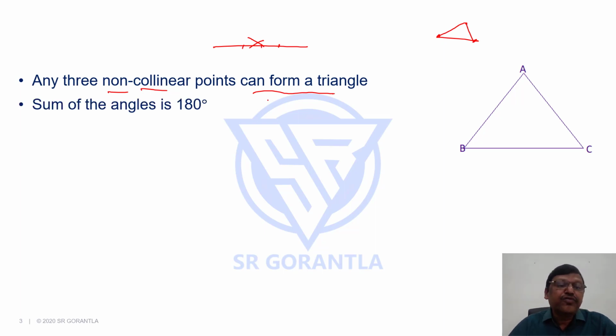Next point: the sum of the angles equals 180 degrees. So, angle A plus angle B plus angle C, the sum of them is 180 degrees.